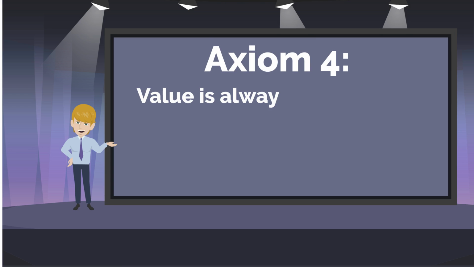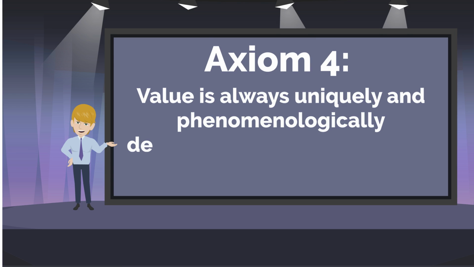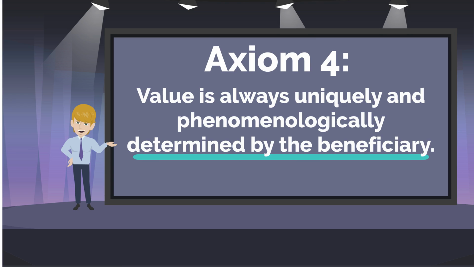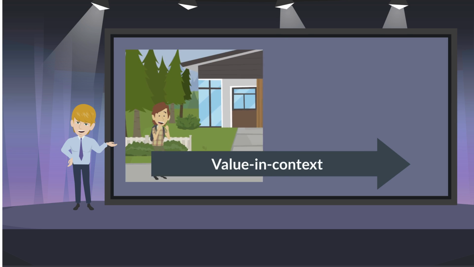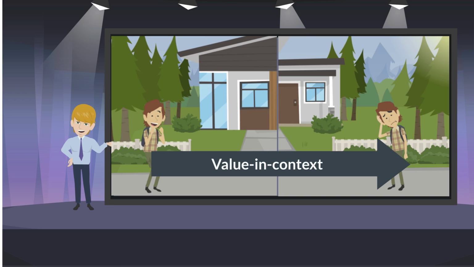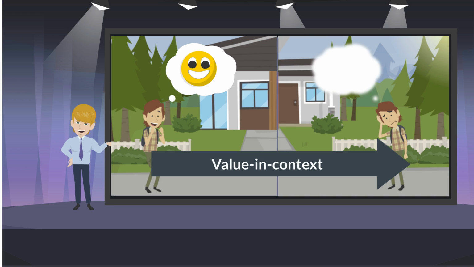Axiom 4. Value is always uniquely and phenomenologically determined by the beneficiary. The perceived value of Airbnb services varies depending on the individual context and guest expectations. This is why, for example, guests can have a completely different perception of their respective stay at the Airbnb, even though the offer is exactly the same in both cases. This is called value in context.